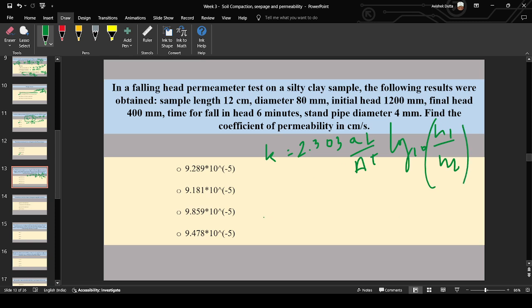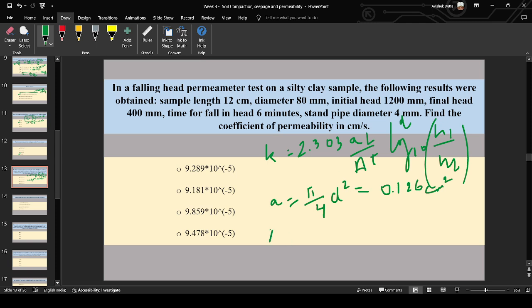Now small a, what is small a? It is the area of the standpipe. So the formula will be pi by 4 into d square. This is d. The area value we can obtain as 0.126 cm square. Or you can write pi by 4, pi by 4 cancel on the numerator and denominator, just write d square by d square, anything.